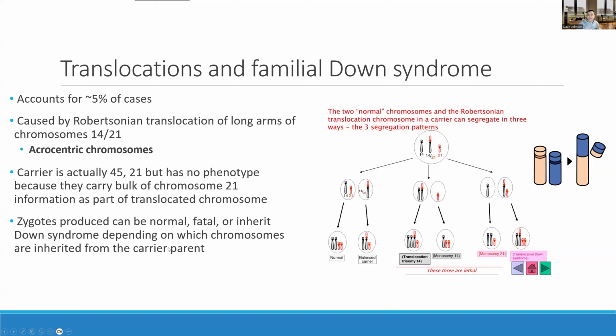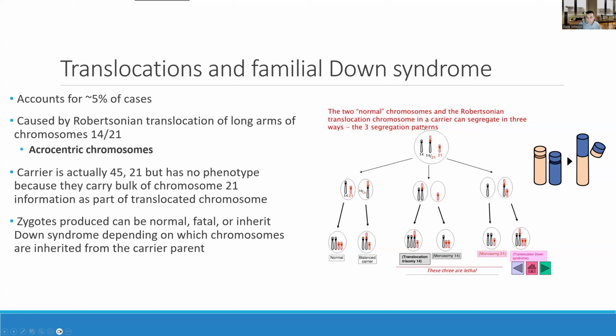Now, what happens next depends on how the separation occurs during meiosis in this individual. Because when they undergo meiosis, and we do random assortment during meiosis 1, we can get some weird effects. So we have this individual with the Robertsonian translocation. Now what we have to figure out is what happens during gamete formation in the next individual.